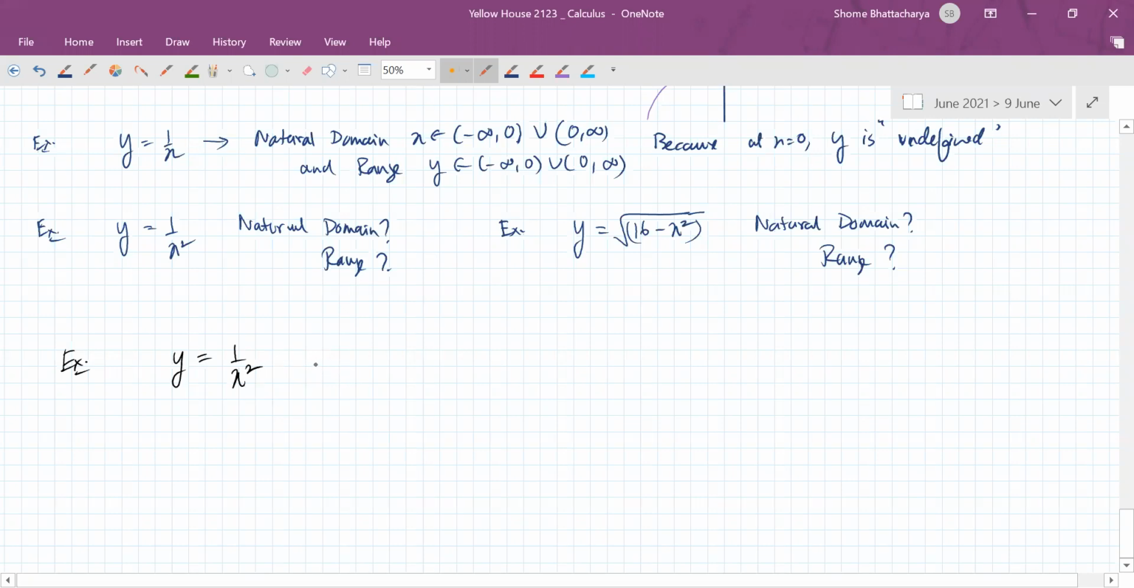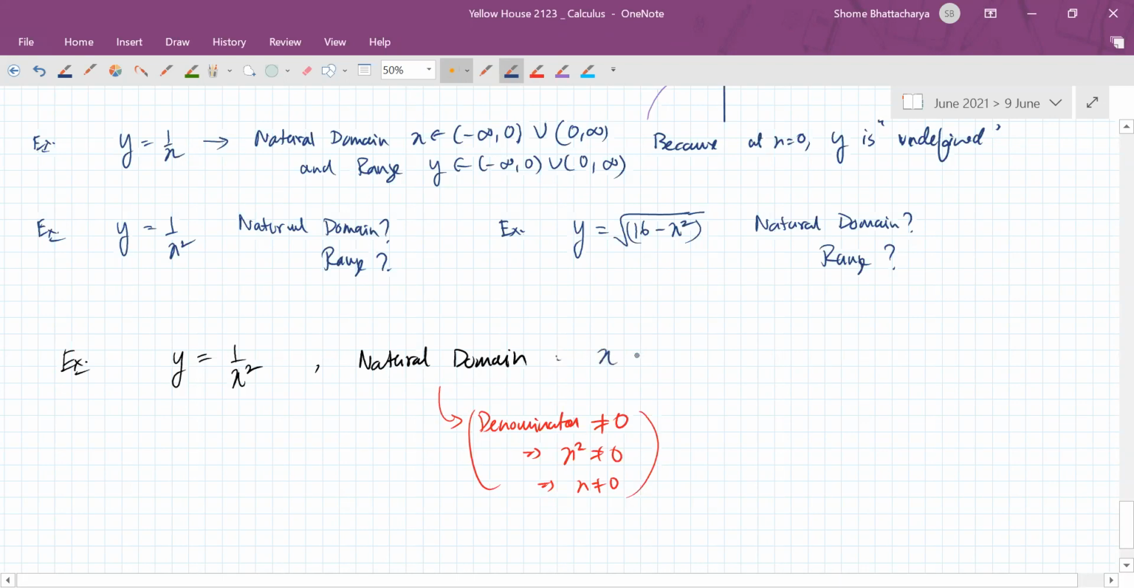So in that, the only principle we have to apply is that the denominator should be non-zero. That means x square should not be equal to 0, so x should not be equal to 0. That is the only restriction we have on the domain. Accordingly, the natural domain is that x belongs to the set of all real numbers apart from 0.